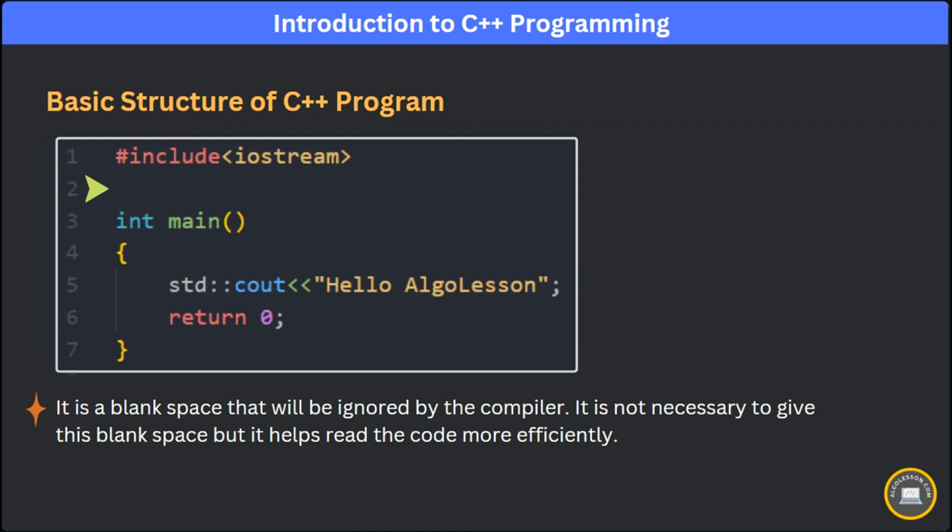Now the next line is a blank line. It is a blank line that will be ignored by the compiler. Basically, the compiler executes our code line by line from top to bottom. So this is a blank line, and it is totally ignored by the compiler as there is nothing to compile there.